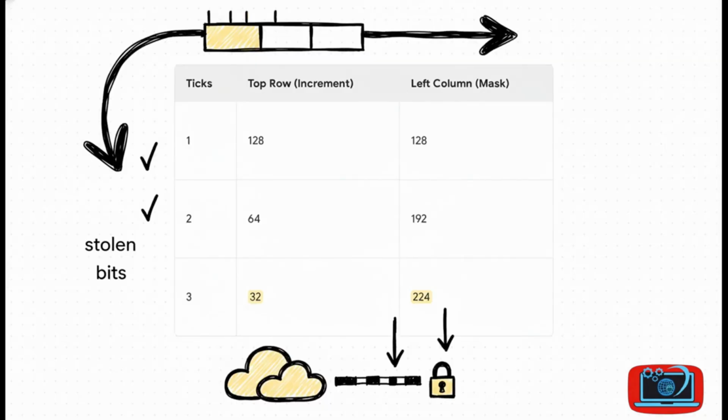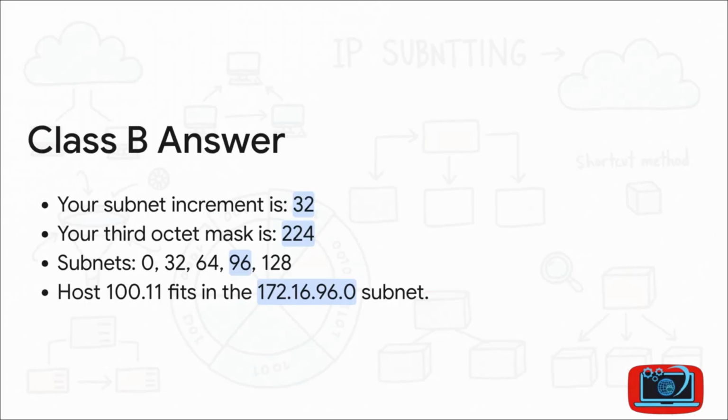Okay, so this IP starts with 172, which means it's a Class B network. And Class B networks have a default mask of /16. Ours is a /19. So what's 19 minus 16? It's 3. That's our magic number this time. So what do we do? We count 3 ticks across the top row and 3 ticks down the left column. That's it. And again, the chart just hands us the answers.